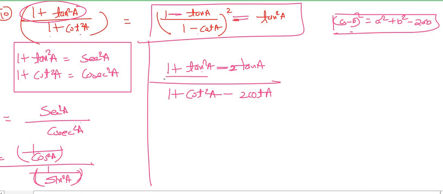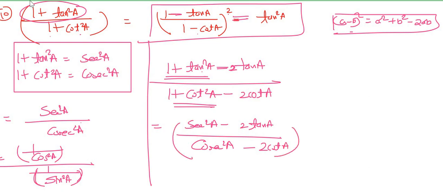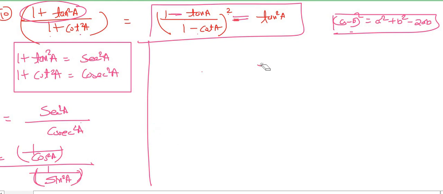1 plus tan square is how much? Is nothing but sec square minus 2 tan A. And what is 1 plus cot square? Is nothing but cosec square minus 2 cot A. Let's simplify it. If we simplify it, we will get this, but I feel it will be very lengthy. If you simplify it, sec square is 1 by cos square and tan is sin by cos. It will be very lengthy. Let's try some other way around. So what else can we do is, let's try this way.